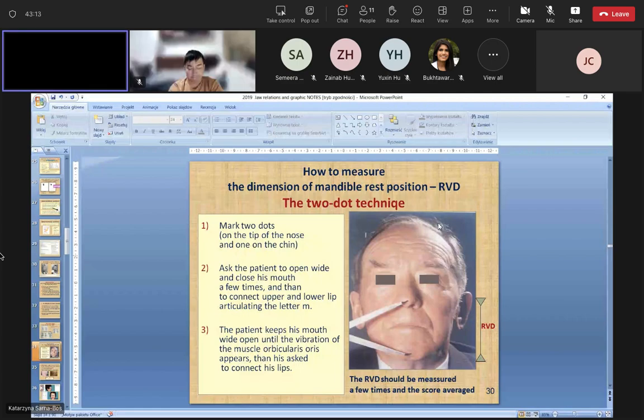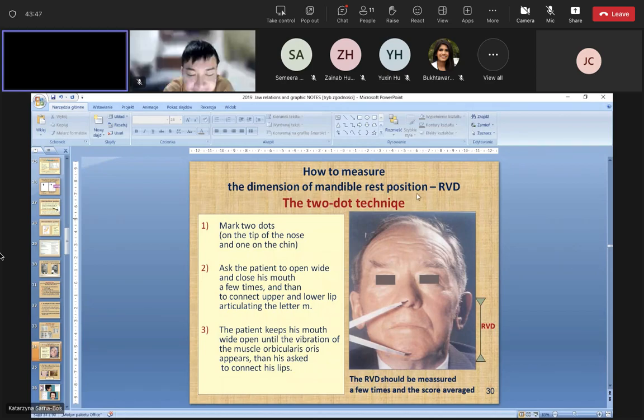In the first place, mark the points on the nose and the chin. Yes, here. This should be done with an eyebrow pencil, which can be easily removed, or small pieces of sticky plaster can be stuck to the skin to carry the markings. Second, ask the patient to open wide and close the mouth a few times, and then to connect the upper and lower lip, articulating the letter M, like this.